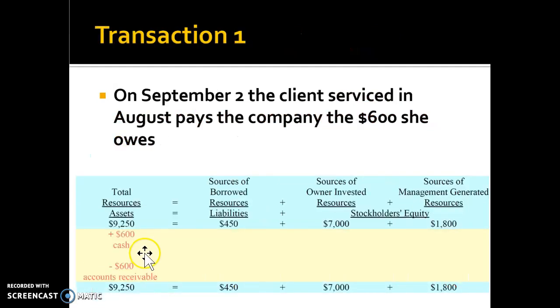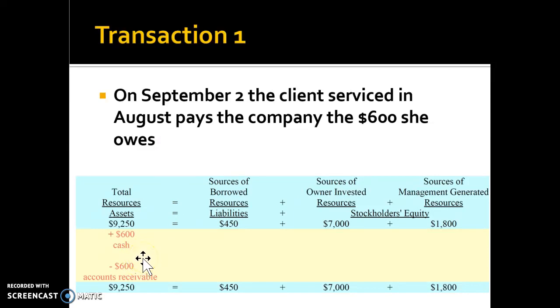In September, that particular client we just talked about pays back $600 she owes. Now, this may not be the full amount that she owes the company. She may pay the company back in different installments, right? So it could be different amounts paid at different times. So she pays back $600 out of the $1,400 she owes.